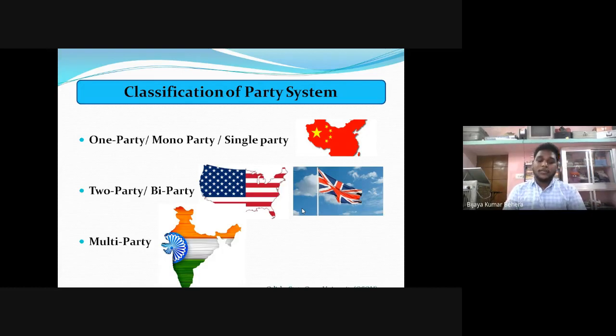Now we'll discuss the demerits of a multi-party system. What are the different demerits? Why does the multi-party system have any demerits? In a multi-party system, it is very difficult to form the government. For example, in a one-party system, a single party gets the majority of votes and forms the government. In a bi-party system, either A or B forms the government. But in a multi-party system, it is very difficult to form the government.